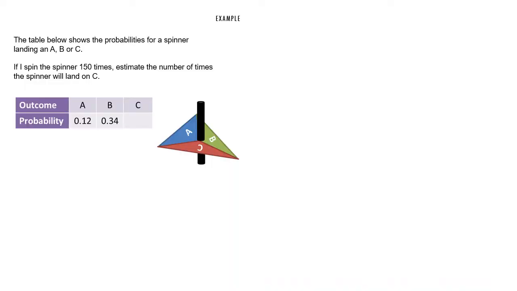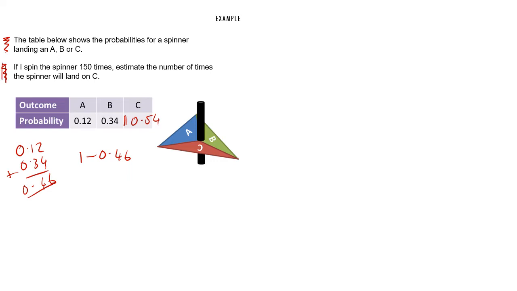Taking this a bit of a step further, the start is very similar. So we've got a spinner, it's got 3 mutually exclusive exhaustive events, and we want to start off by finding out the probability of C, because we're going to need this to estimate the number of times the spinner will land on C out of 150 spins. So as before, add up the probabilities we've got. We take that away from 1, and that gives us the probability of the event here.